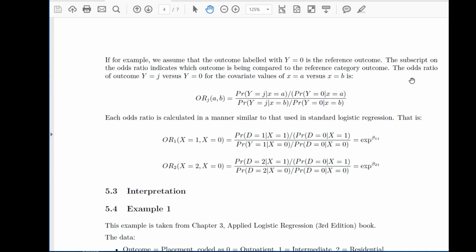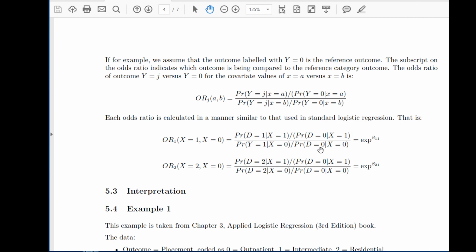So the odds ratio for outcome y equal j versus y equal 0 for the covariate values of x equal a versus x equal b is the odds ratio for the group j for a and b: probability y equal j given x equal a divided by probability y equal 0 given x equal a, divided by probability y equal j given x equal b divided by probability y equal 0 given x equal b.